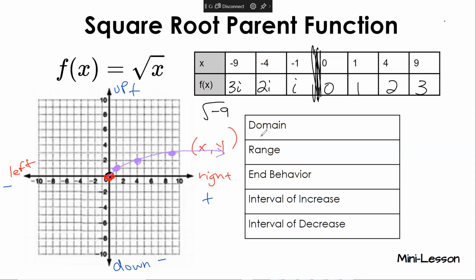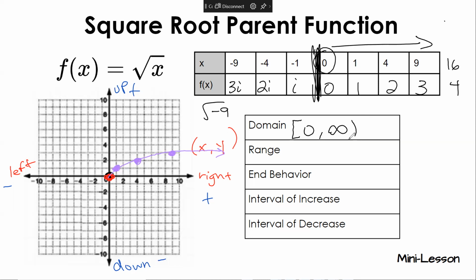Now, for domain, we're going to only talk about the x values that produce a whole number and not an imaginary number. So right here is where we start having our real numbers, right? So what is the x value that we start at? 0. And where does that go on to? Well, it keeps going on forever, right? Like we could plug in another number, like we could be like, all right, 16, and that would give us 4, right? So it would keep going on forever and ever. So we're going to say from 0 to positive infinity.